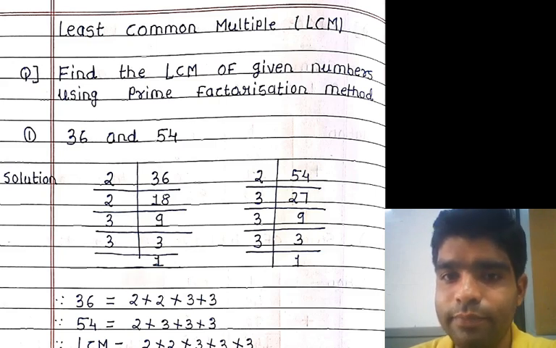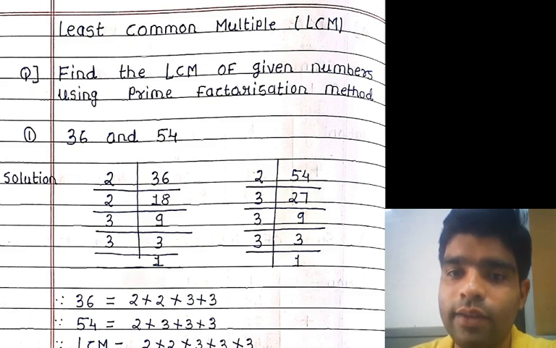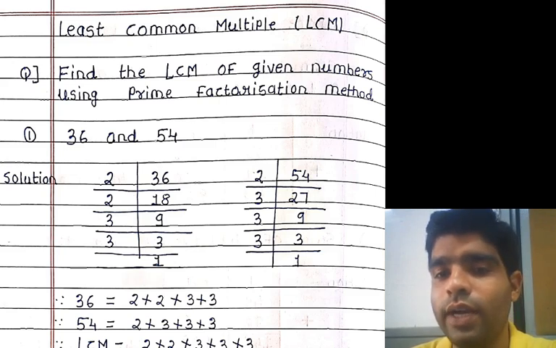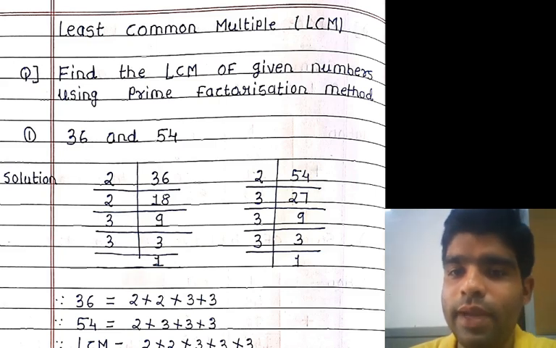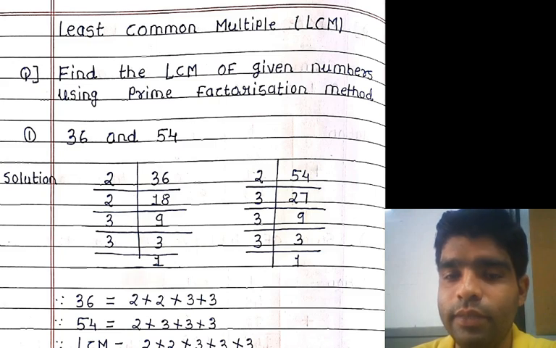This is our 9. And 9 is also divisible by 3 because 3 threes are 9. So we write 3 in the fourth row, and 3 is also divisible by 3. It means that your last answer is 1. Now your multiplication is what? 54 is equal to 2 multiplied by 3 multiplied by 3 multiplied by 3.